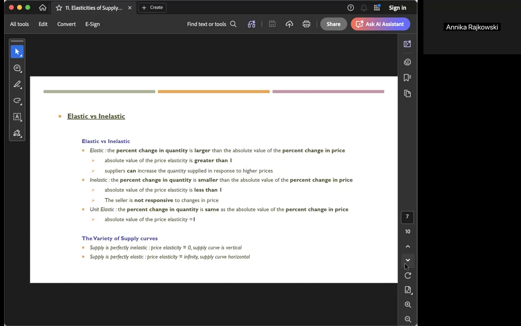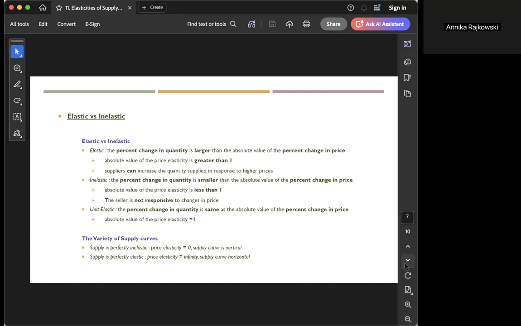We call it perfectly inelastic supply when elasticity equals zero. Quantity never changes. That is the reason the supply curve is vertical, because quantity never moves. So no matter what happens to the price, sellers cannot increase their output. This is a very extreme case. An example might be land in a specific location. I cannot think of one right now, but yeah.